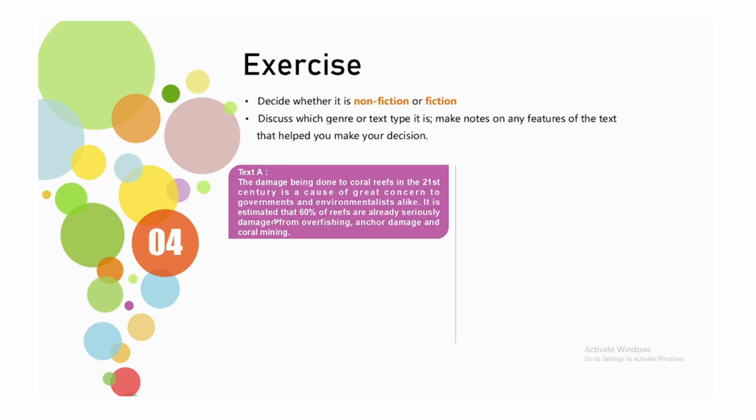Means we can conclude that this text is from fiction. It's a fiction text. How do we say that it's a fiction text, non-fiction text? Sorry, it's non-fiction. We can see that it just looks like a newspaper report or any other article on a website that is telling us about recent times in the 21st century that coral reefs are being damaged. Means they are giving us news.